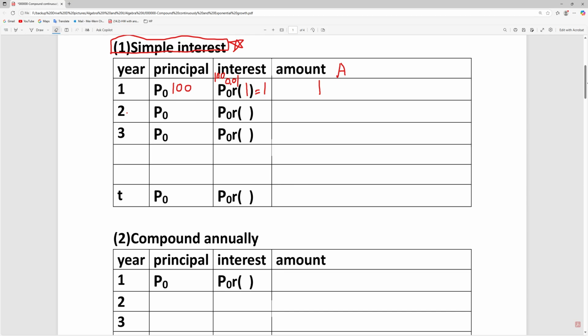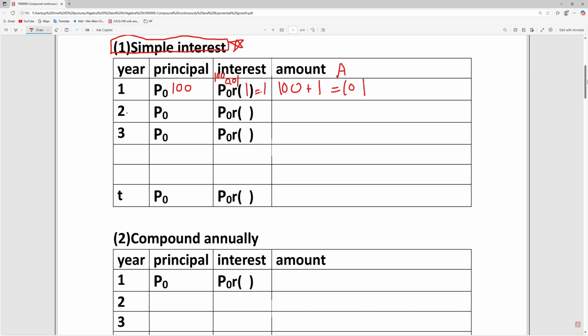Now, on the second year, I made some mistake. Total amount, if you put your initial principal $100 on the bank for 1 year, you earn interest $1. But what's your final amount? You have 101. Yes? Yes.